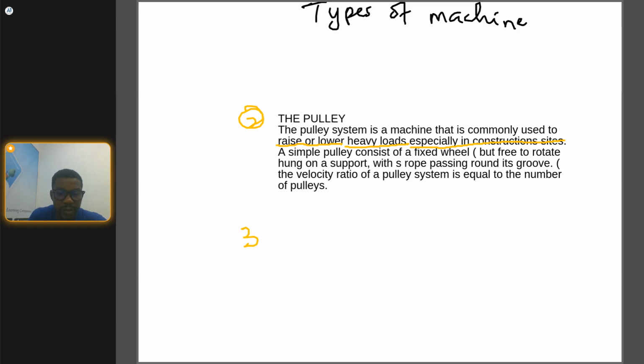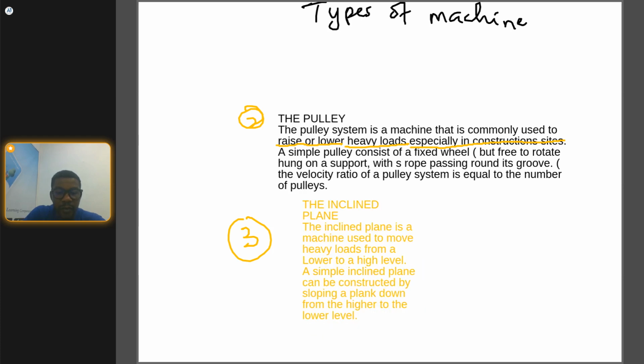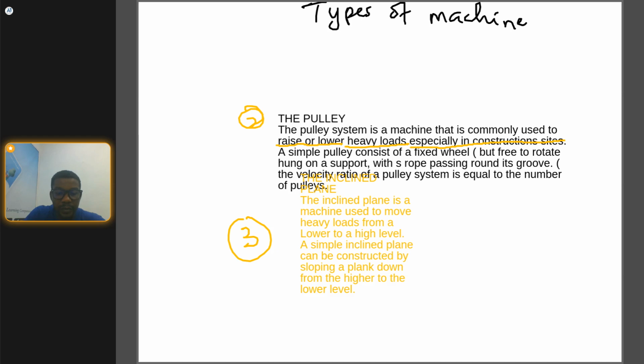So let's consider the third type of machine now. The third type of machine that we have is the inclined plane. That's the next type of machine that we want to consider.